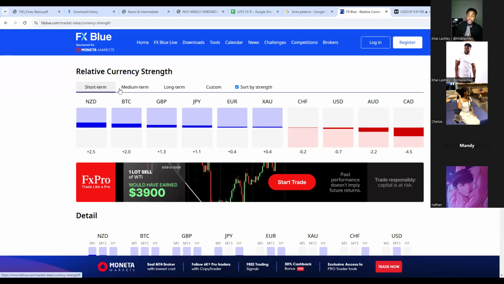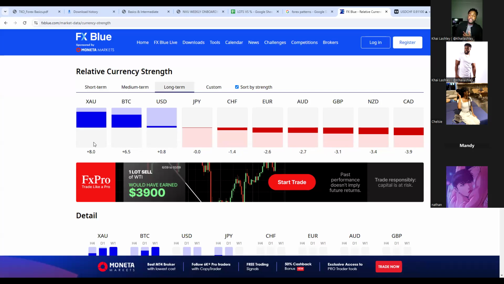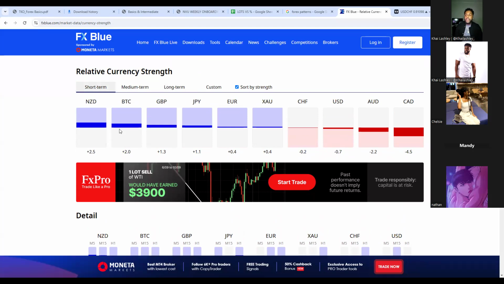You can look at it on a short-term, medium-term, and long-term perspective and see overall what is going on. So that is fxblue.com. It's just a quick hack. It shows you what's going on, and you can see, okay, this is the currency I should be taking a look at in this time period. New Zealand dollar has the strength. Japanese yen has the strength right now because we are in that time. The markets are active, the currencies are open.